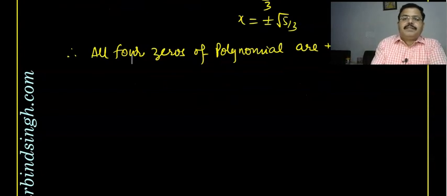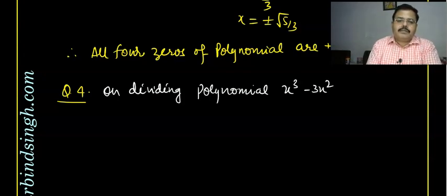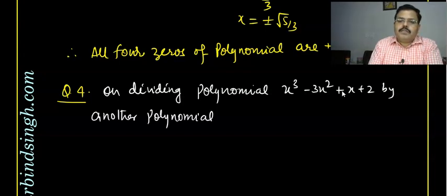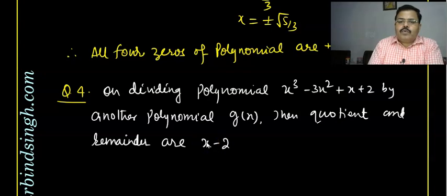Now the next question is question number 4. What is the question? On dividing the polynomial x^3 - 3x^2 + x + 2 by another polynomial g(x), the quotient and remainder are x minus 2 and minus 2x + 4 respectively.